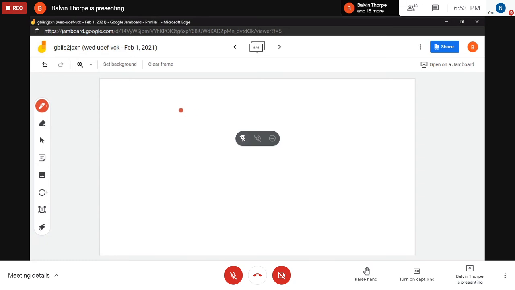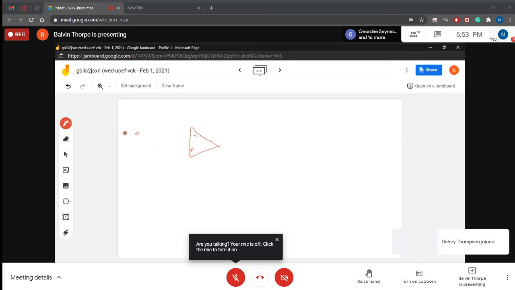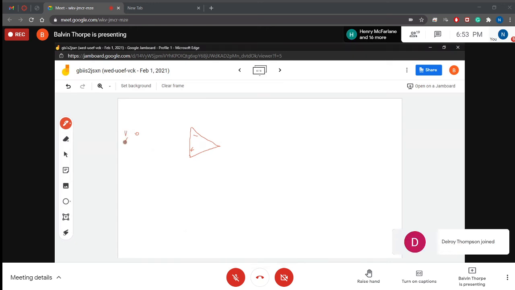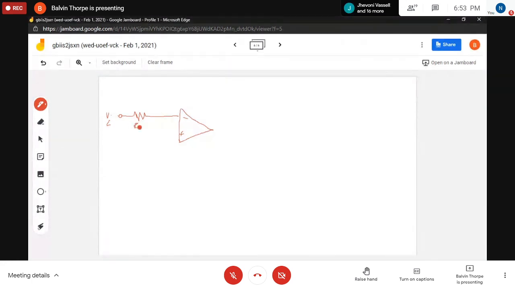Be that as it may, and pardon my drawing because I'm using my mouse, which I should have been using my stylus, but if I have a network like this, this is a non-inverting input and an inverting input, and I'm applying a voltage, of course VI, on my inverting input through a resistor as usual. Let's call this resistor RI to show us an input resistor, right? This is RI.